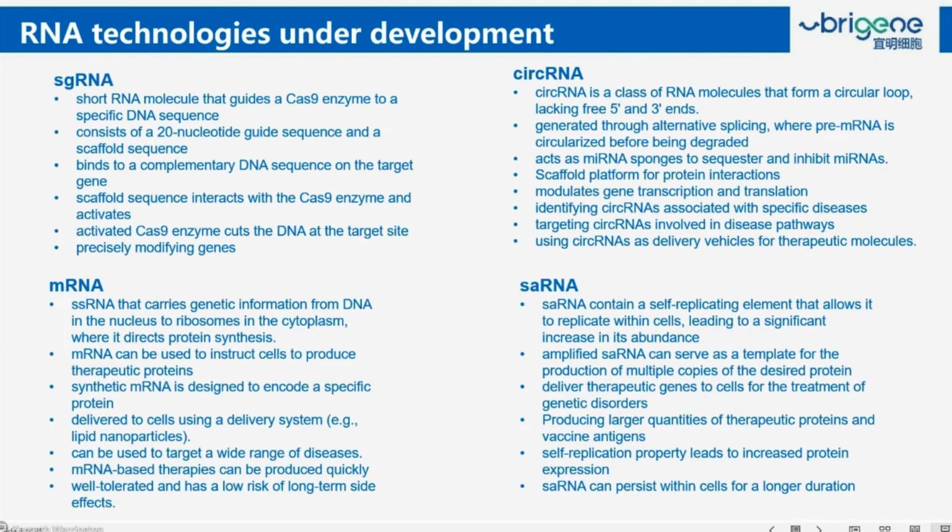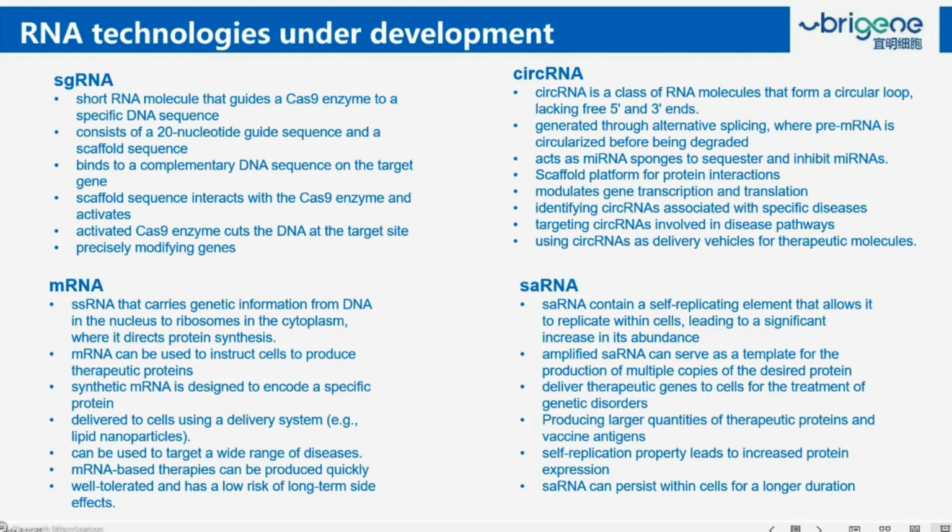These are short RNA molecules that guide the Cas9 enzyme to a specific sequence. They bind to a complementary DNA sequence on the target gene, and they offer a scaffold sequence that interacts and activates the Cas9 enzyme. The activated Cas9 then can edit the DNA at its target site and very precisely modify genes, both at their codon level as well as their transcriptional level.